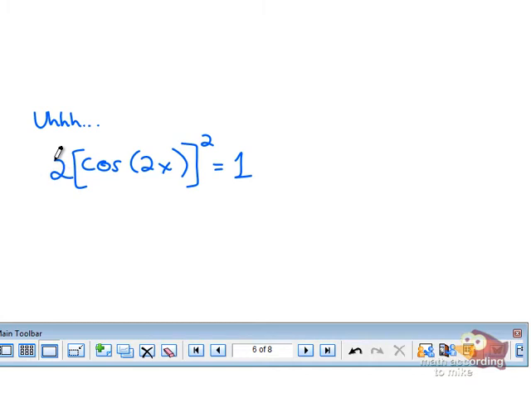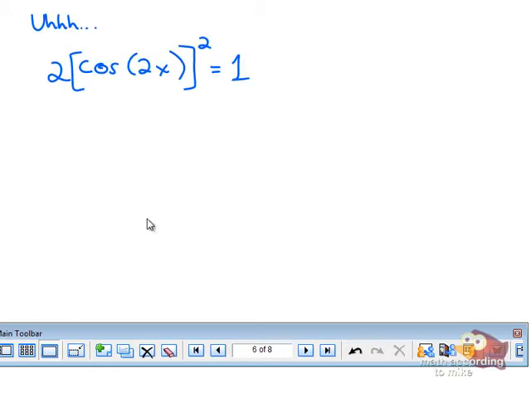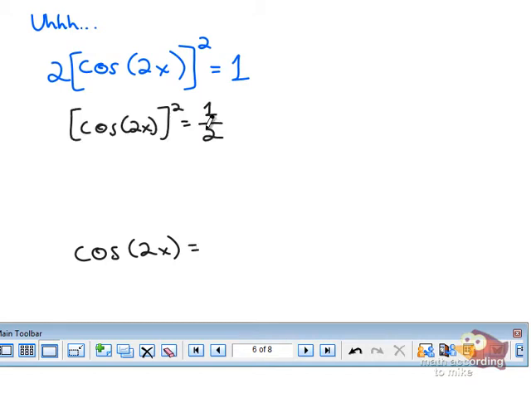2 quantity cosine of 2x squared equals 1. If you would, solve for the cosine of 2x. Just at least get there. How would you isolate the cosine of 2x? What would you do first? Yeah, I'd divide by 2. But now, how would you solve for the cosine of 2x? Square root both sides. When you take a square root of an equation, include a plus or minus.